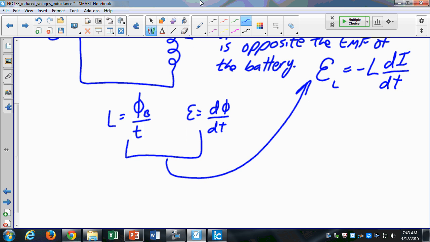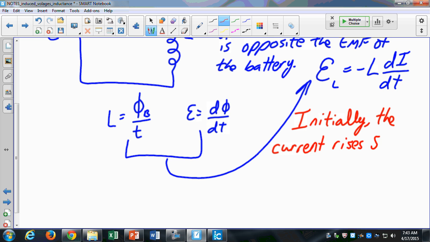Now, initially, the current rises slowly, because of this EMF from the inductor. So normally when we're just talking about normal circuits, like resistors and batteries, we imagine that the current is instantaneous. When I hook up the battery, I instantaneously get the current, whatever the current is in the circuit. But here, because I have this inductor that's giving us this opposing EMF, it's going to slow down the current, and so that current will just rise slowly.